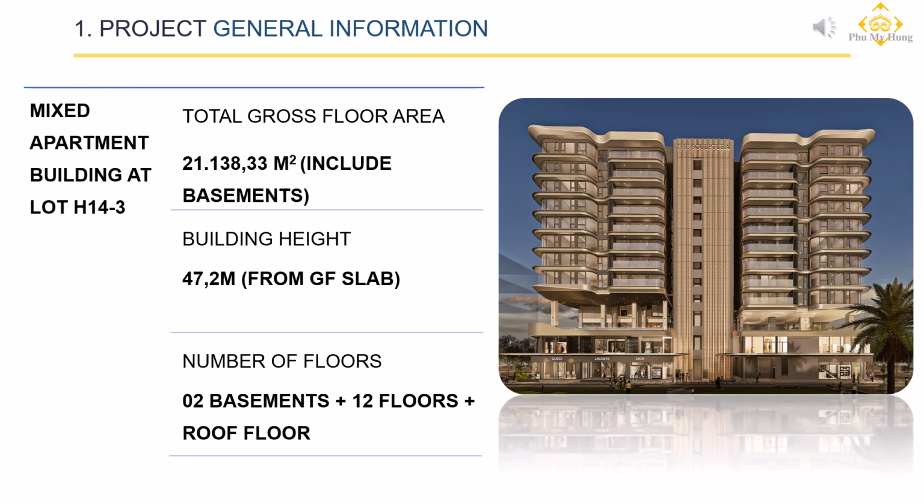The H14-3 project has a total GFA of over 21,000 square meters and a building height of 47.2 meters from the ground floor. It includes 2 basements, 12 above-ground floors, and a rooftop level, making it a large-scale development that demands high standards in both technical execution and project management.